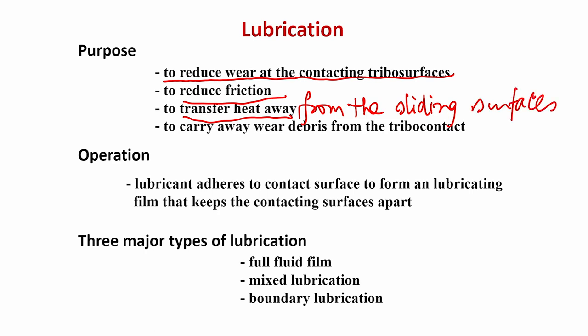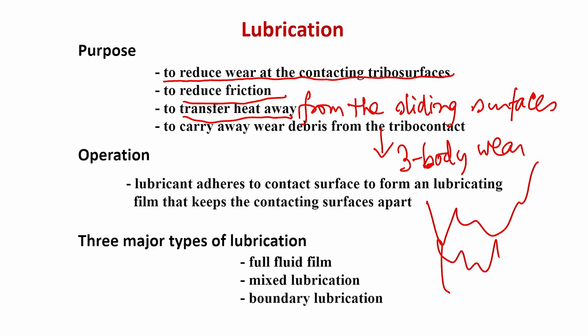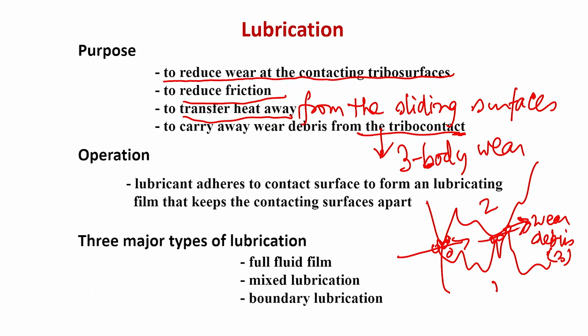And in some cases, there is a three body wear situation. Three body wear means there are two first bodies, like mating solids 1 and 2, and there are debris particles. So, this is solid 1, this is solid 2. If some debris particles are formed and get entrapped, these wear debris particles in the tribology literature constitute the third body. And you can see how this third body can also take part in the wear phenomena. So, one of the purposes of lubrication is to flush away this third body, these wear debris particles, from the contacting surfaces.